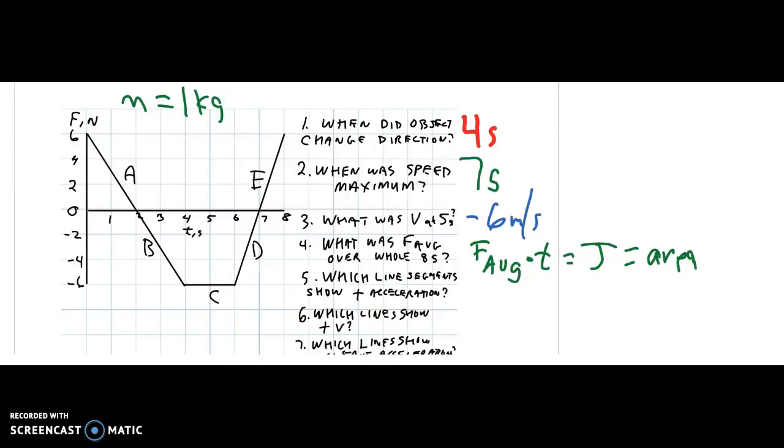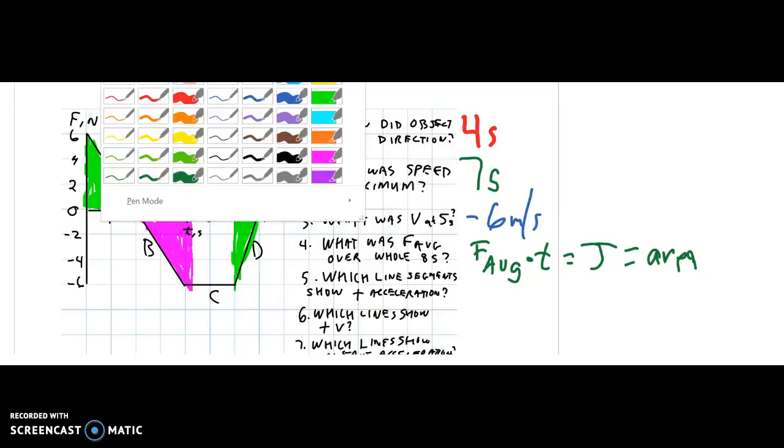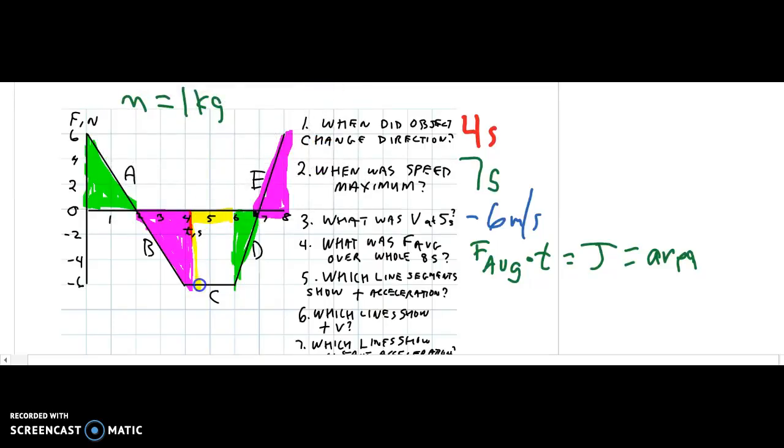So we said this area here is canceled out by this area here. Those are the same shapes. Then we have this area here, which is canceled out by this area. So the area total for all 8 seconds is just this yellow section. Everything else is canceling out. So I have to find the area of this yellow segment.